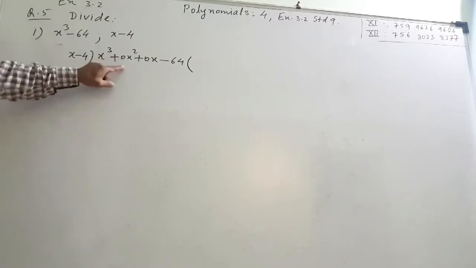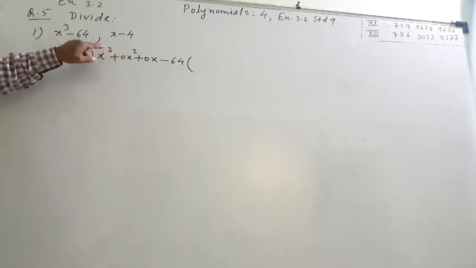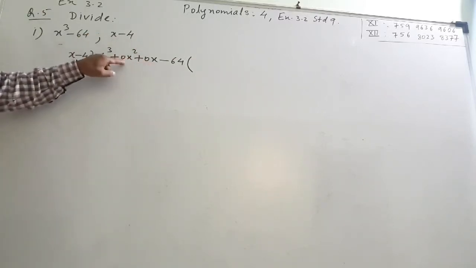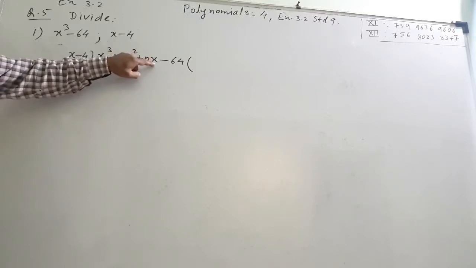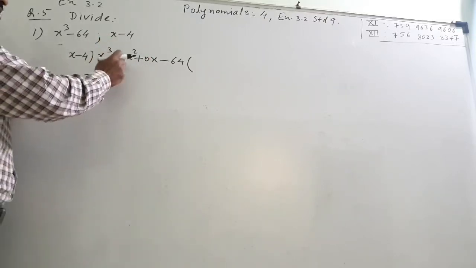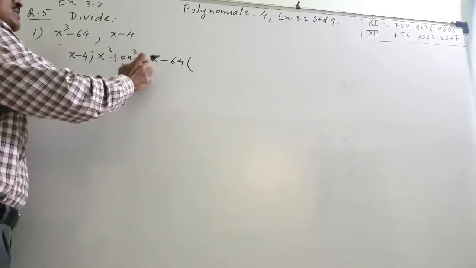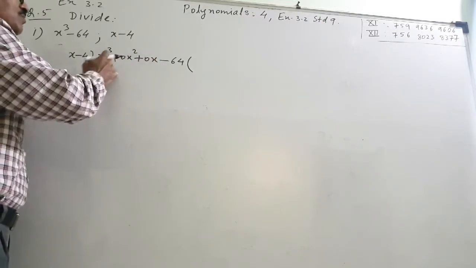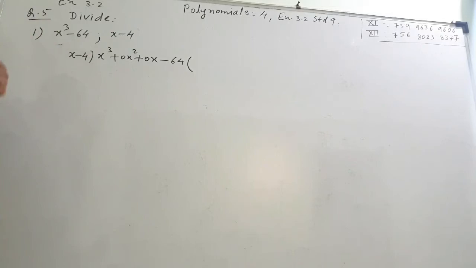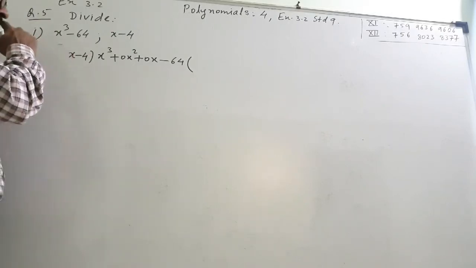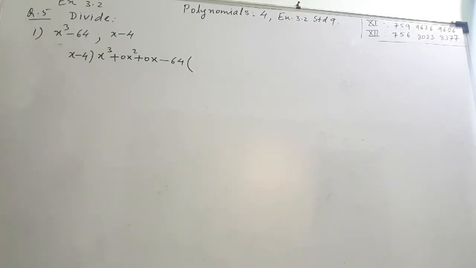Why I have written like this? Because x cube and 64, there are these two terms, x square and x. 0x square is nothing but 0 plus 0x is 0. Means it is x cube minus 64. It is a way of writing this. Now how to solve this? I will teach you.